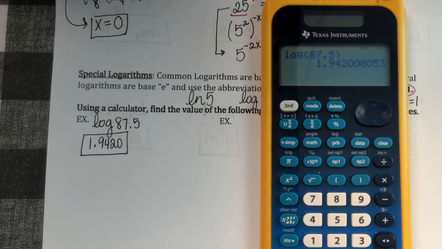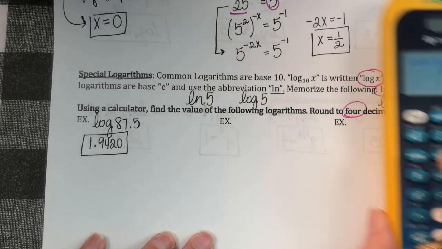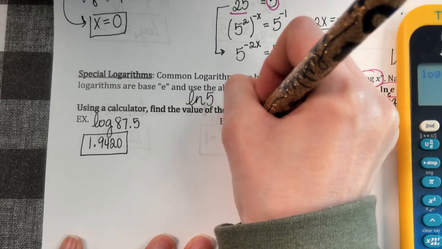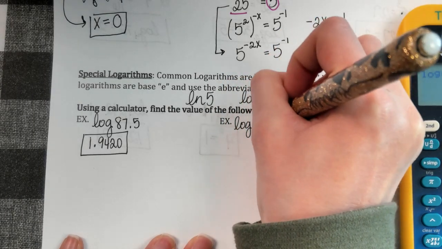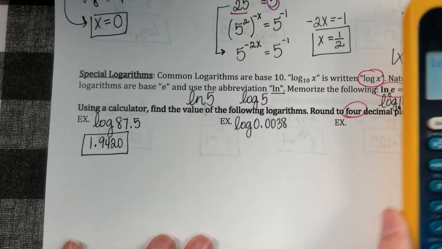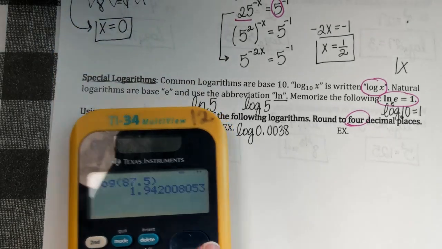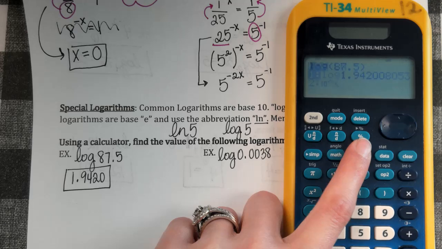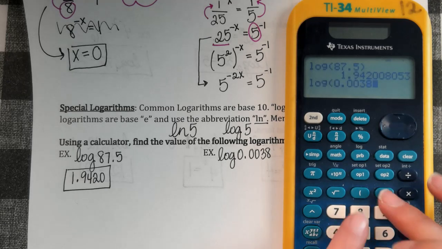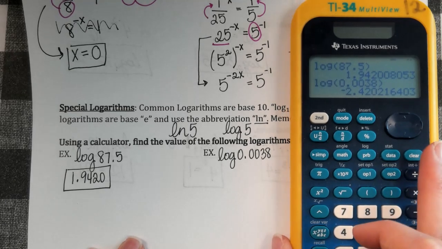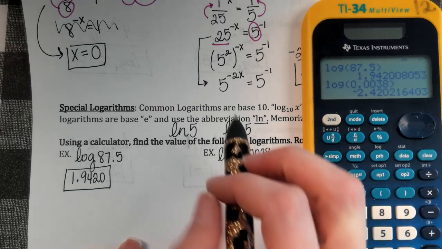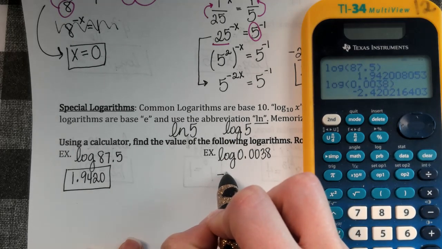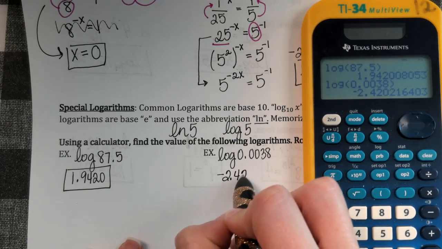There is no partial credit. You either typed it in and got the right answer, and you rounded correctly, or you didn't. So it's right or wrong for these. My next one, I've got log of 0.0038. So you do second log, 0.0038. What am I going to put as my answer rounded to 4 decimal places? Good.